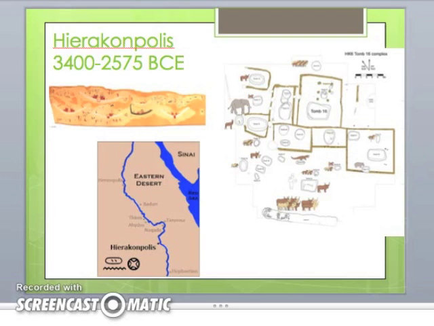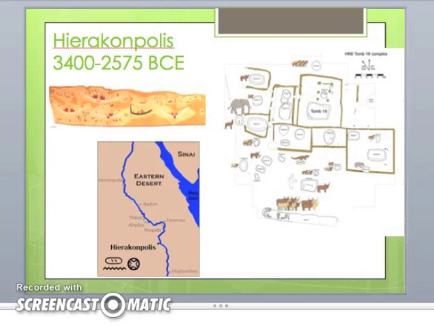Our best example of this early transitional phase is at Naqada, and then also at a site called Hierakonpolis. Hierakonpolis is a little further south than Naqada, so it's still in Upper Egypt, and now we're a little south of that first cataract. Hierakonpolis really seems to show differentiation in identities and status levels in its material culture. This site is very large and dates from about 3400 to 2575 BCE.